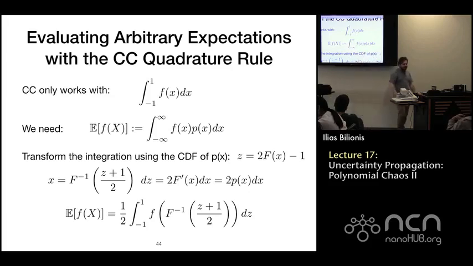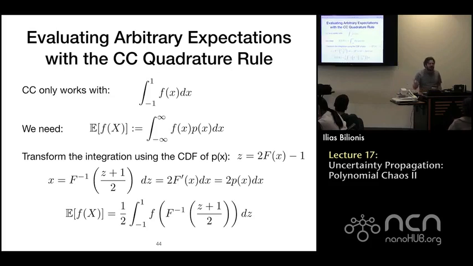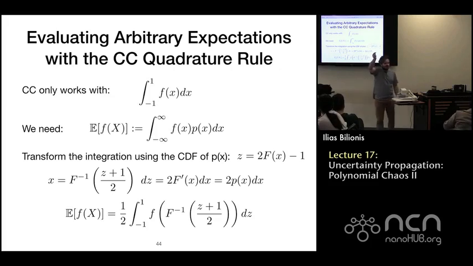It's actually quite easy. You just have to transform the integral. Okay, so here's the transformation. There's no one way to do it. You can do it many different ways, but this is the transformation that I propose. So you define another variable, z, which is 2 times the cumulative distribution function of your random variable minus 1. The CDF of your random variable, if you put in there your random variable, is going to give you a number from 0 to 1.